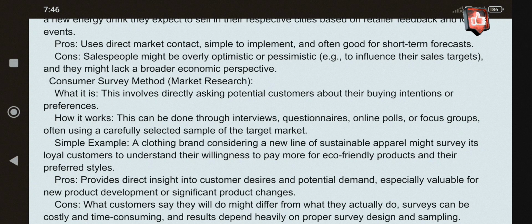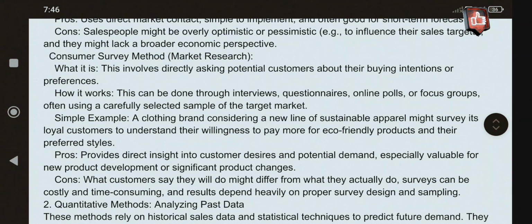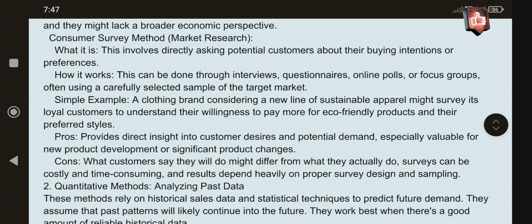Consumer survey method, market research. What it is: this involves directly asking potential customers about their buying intentions or preferences. How it works: this can be done through interviews, questionnaires, online polls, or focus groups, often using a carefully selected sample of the target market.